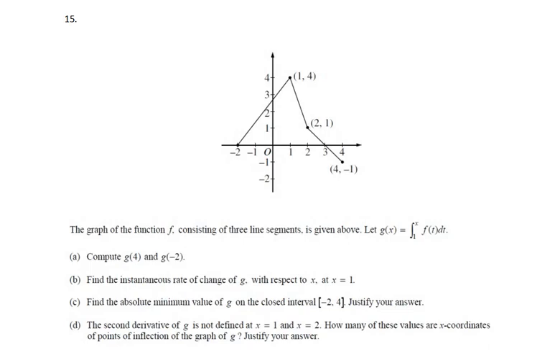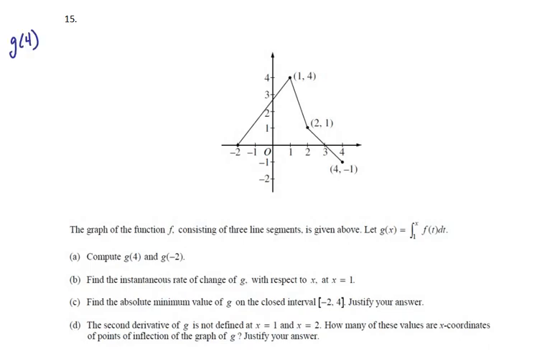Okay, we'll go into problem number 15 here. In this problem we have the graph of function f consisting of three line segments given in the picture there. And we're told that g of x is equal to the integral from 1 to x of f of t dt. So g of x is the area accumulating function starting from x equals 1 and sweeping to the right, or starting at x equals 1 and sweeping to the left.